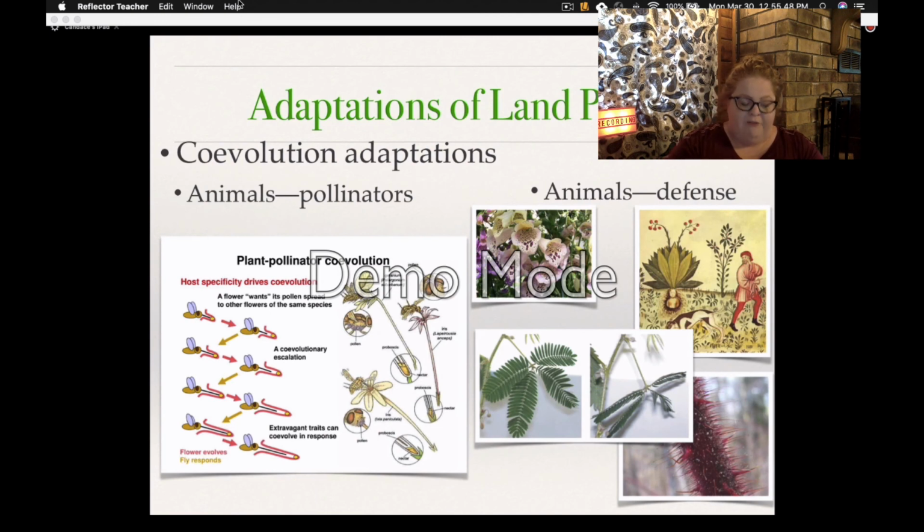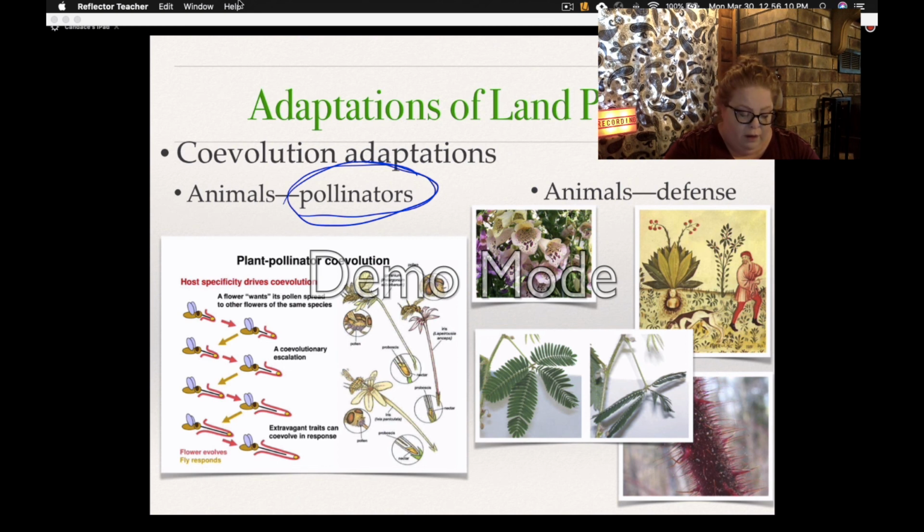And then we have a lot of coevolution adaptations that have to do with animals. And that's really twofold. Okay, so the first one, which I'm showing on the left, is pollinators. So essentially the reason that flowers exist is to attract pollinators.